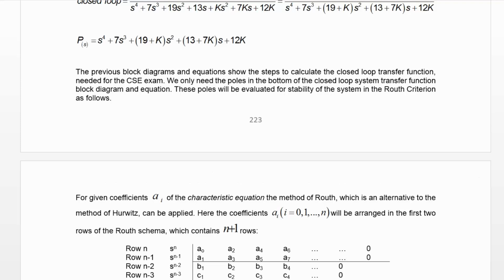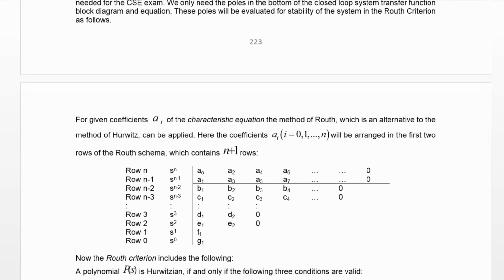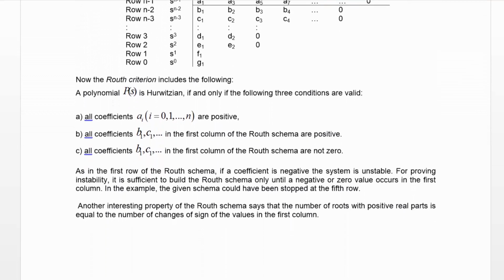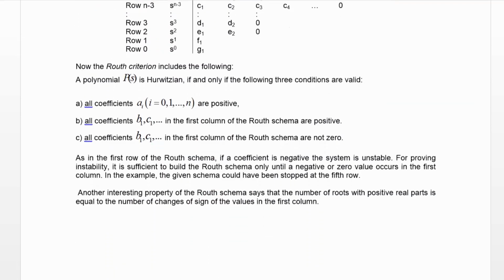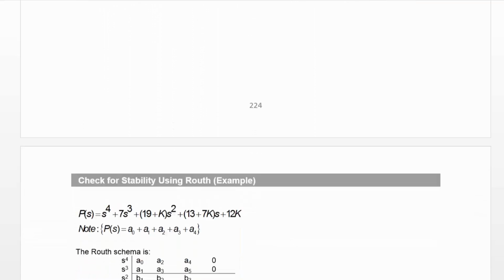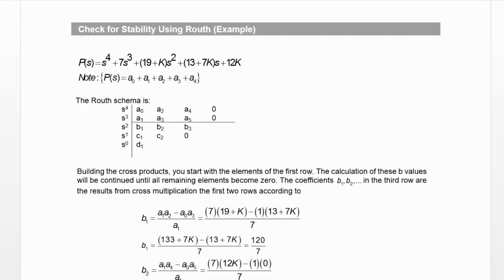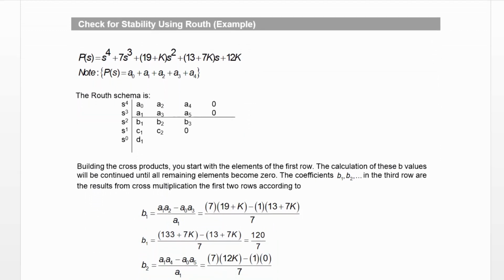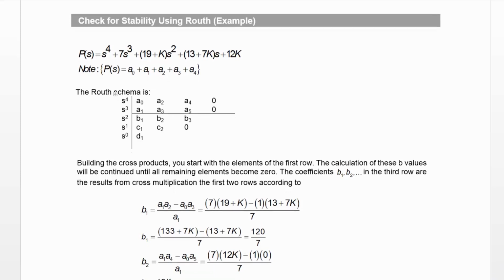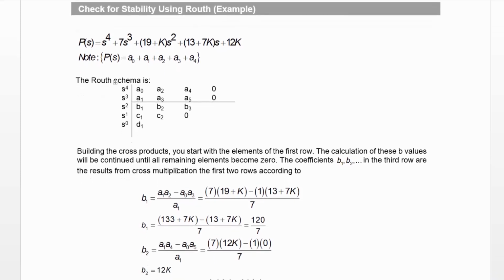We'll show you how to do that in the Routh Criterion. It's a little confusing. It may not be worth your time to solve this. It's pretty time consuming unless you're good at it, and it's only one question on the exam. So it may not be worth the time. But here's an example of how to check for stability. Just follow this and use these numbers.